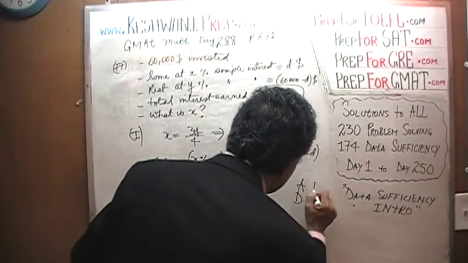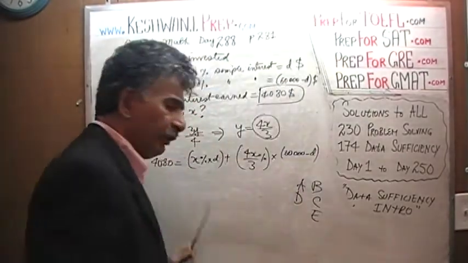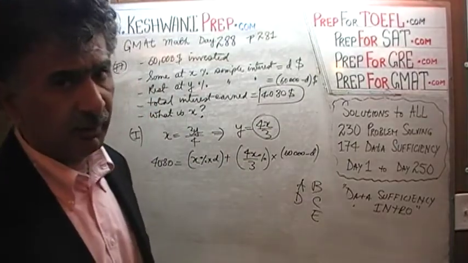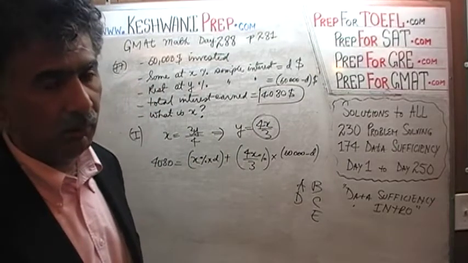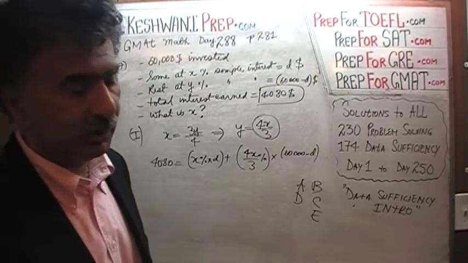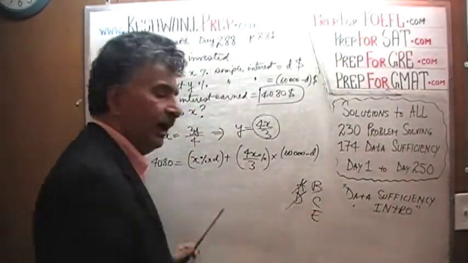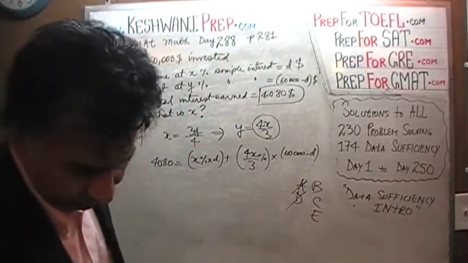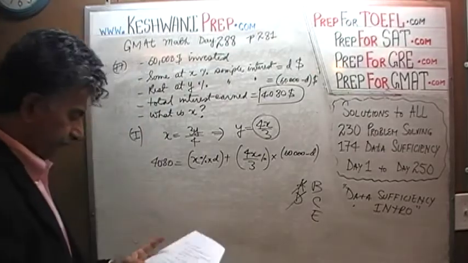A, D, B, C, E. Because we just established that the first statement by itself is not sufficient, we know now the answer cannot be A or D. It would have to be either B, C, or E. Let's look at the second statement, see what they tell us in the second statement.